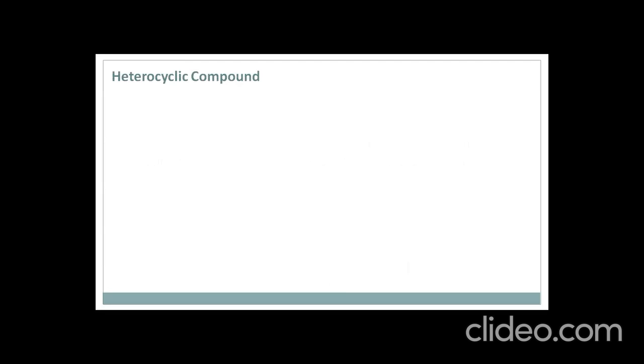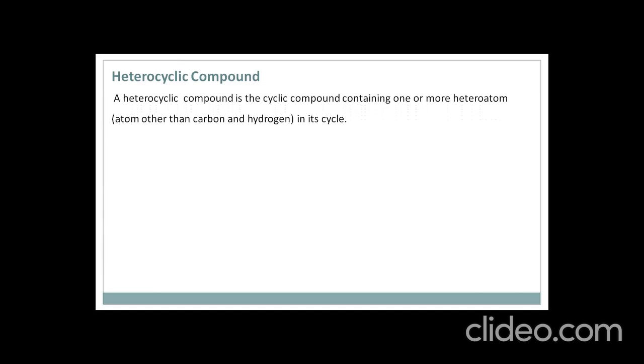In this video, we discuss the meaning of heterocyclic compounds and the nomenclature of these heterocyclic compounds. Let's begin with the meaning of heterocyclic compound. A heterocyclic compound is a cyclic compound containing one or more heteroatoms in its cycle. Heteroatom means an atom other than carbon and hydrogen. The most common heteroatoms present are nitrogen, oxygen, sulfur.